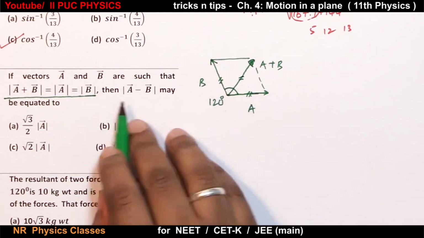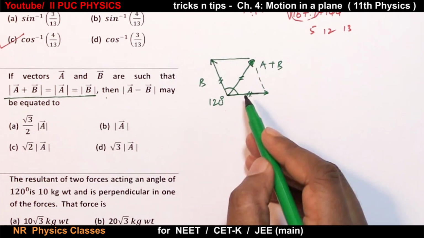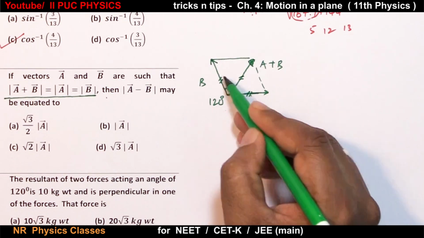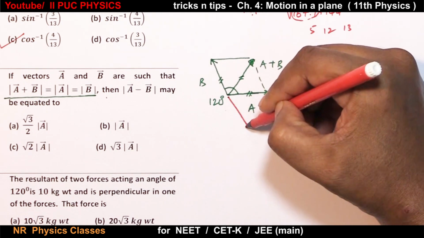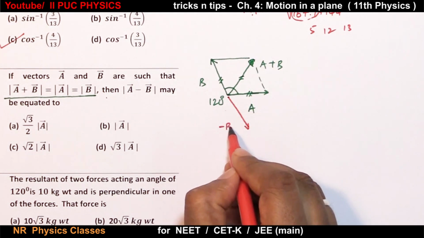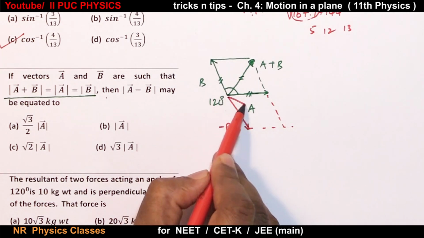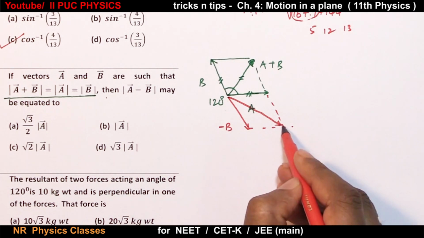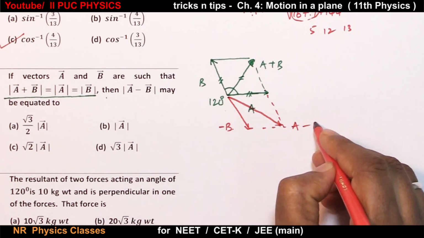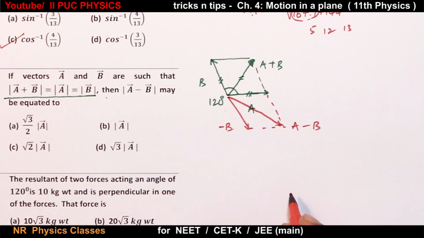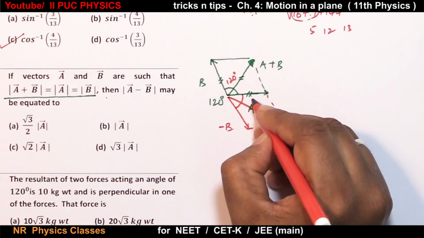Fine. Then A minus B may be equated to. Here is A. This is B. If this is B, then this is minus B. Complete the parallelogram. Draw the diagonal. This is the sum of these two vectors. This is A, this is minus B. So this is A minus B. This angle is 120. So naturally the angle between these two vectors is 60.